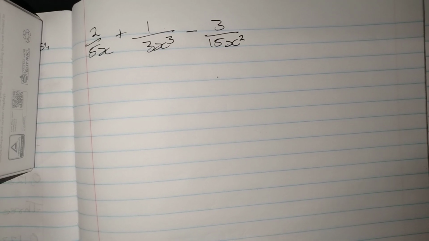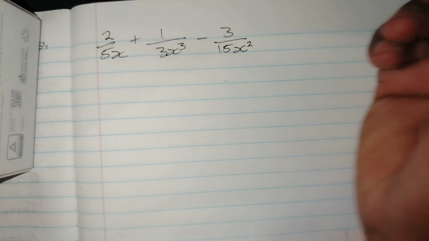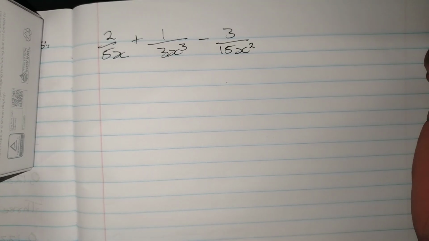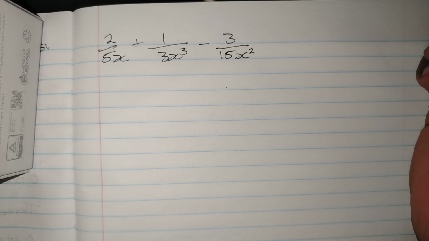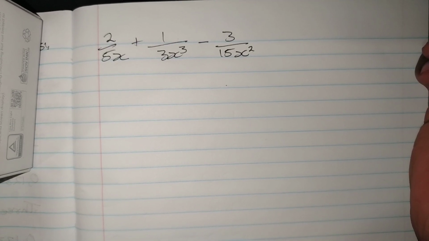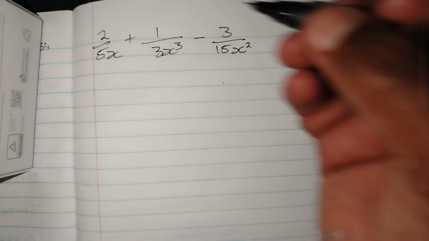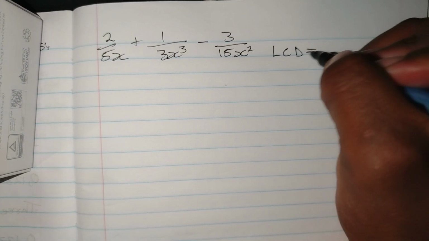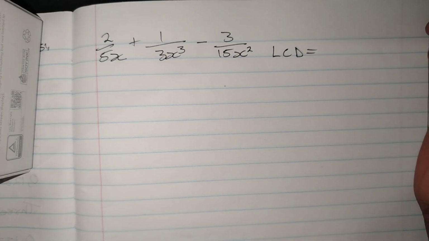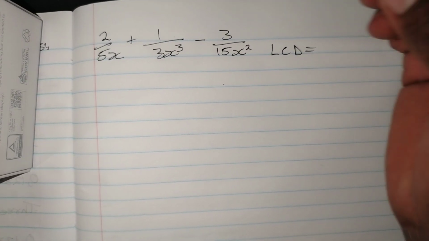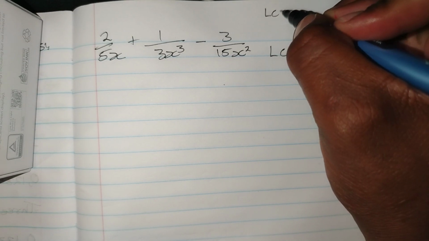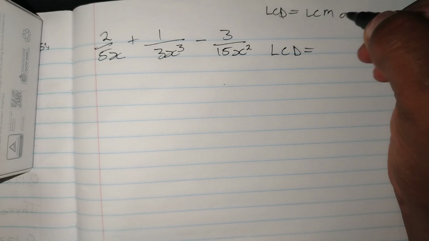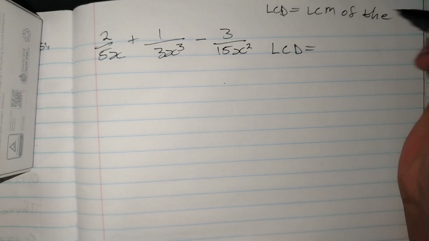Okay, here we're simplifying this expression. The first step that you need to know is that you must come up with the LCD. Now, how do we come up with an LCD? I used to call it LCD, I call it LCM of the denominators.